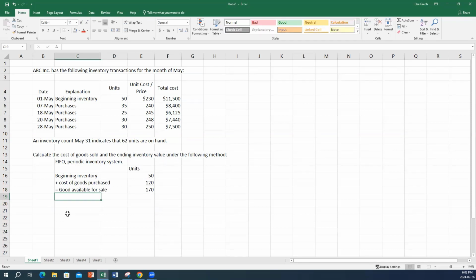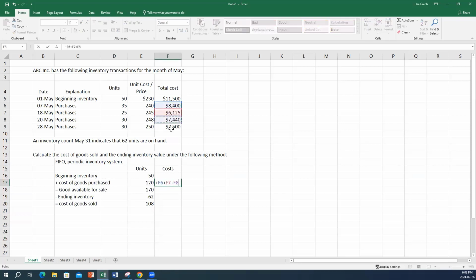Now, if we deduct the ending inventory, and we know the ending inventory was 62 units, we do this calculation, that will allow us to determine what the cost of goods sold is. Now, this is using units, but we need dollars so that we can put them on the financial statements. So if I look at these costs, I can fill in some of the information. We know the cost of the beginning inventory, $11,500. We know the cost of the goods purchased. We can add together the costs of all the goods purchased, which is $29,465.